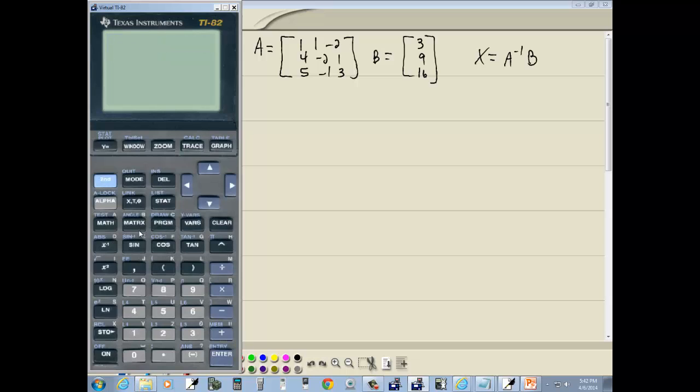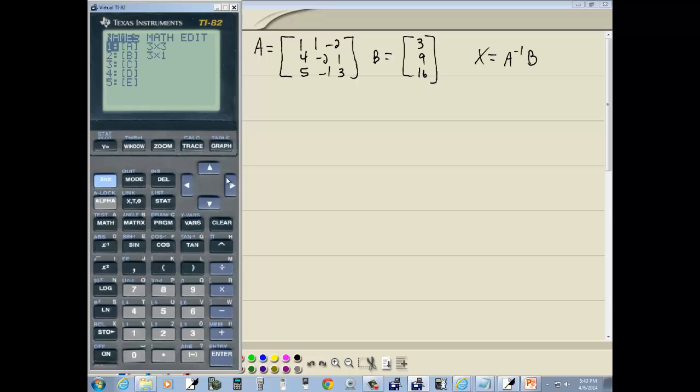Okay, I'm going to enter in my matrix. I'll press my matrix button, right arrow twice over to edit, and do enter on A. Now it's asking us for the size, and it's rows by columns. So I do 3 rows, enter, and then 3 columns, enter. Type in each number: 1, enter, 1, enter, negative 2, 4, negative 2, 1, 5, negative 1, and 3. Let me double check all those. Okay, that looks good.